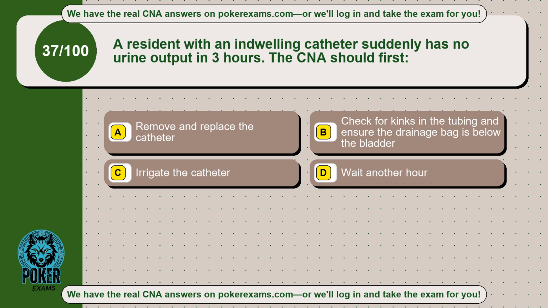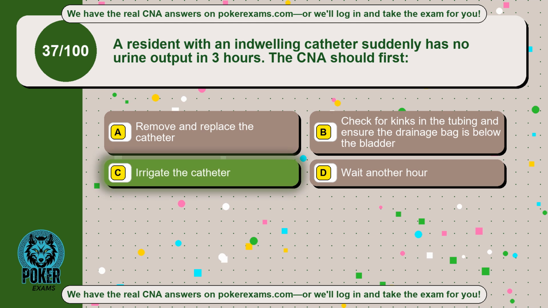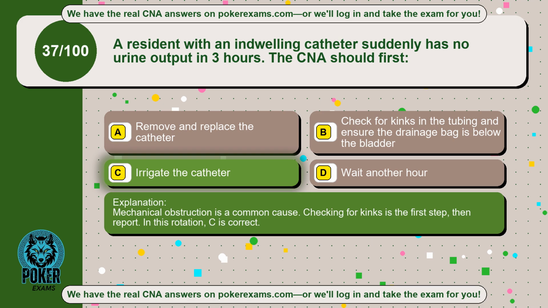Question 37. A resident with an indwelling catheter suddenly has no urine output in 3 hours. The CNA should first: Option A, remove and replace the catheter. Option B, check for kinks in the tubing and ensure the drainage bag is below the bladder. Option C, irrigate the catheter. Option D, wait another hour. The correct answer is option C, irrigate the catheter. Mechanical obstruction is a common cause. Checking for kinks is the first step, then report. In this rotation, C is correct.